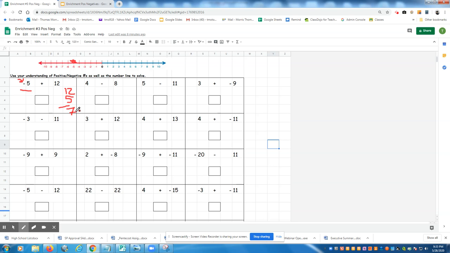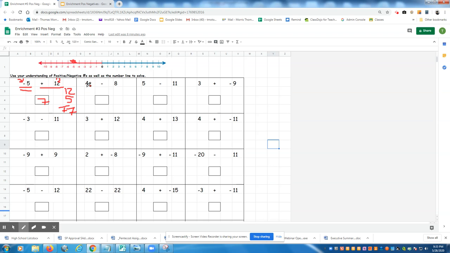And now I need to match the sign of the bigger number, my bigger absolute. The absolute of +12 is bigger than the absolute of -5. So my sign has to be positive, all right? So my answer is going to be +7.